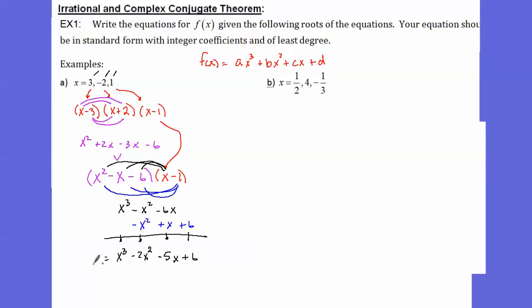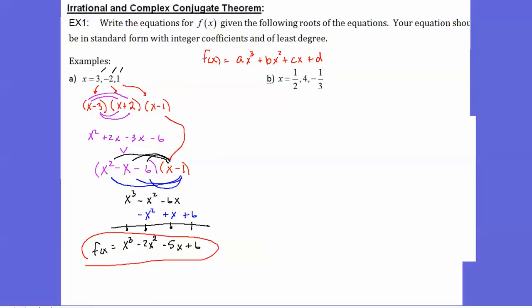Here, let's call it f of x. This would be the final polynomial that had roots of 3, negative 2, and positive 1. In like manner, on this right-hand side, I would do the exact same thing.